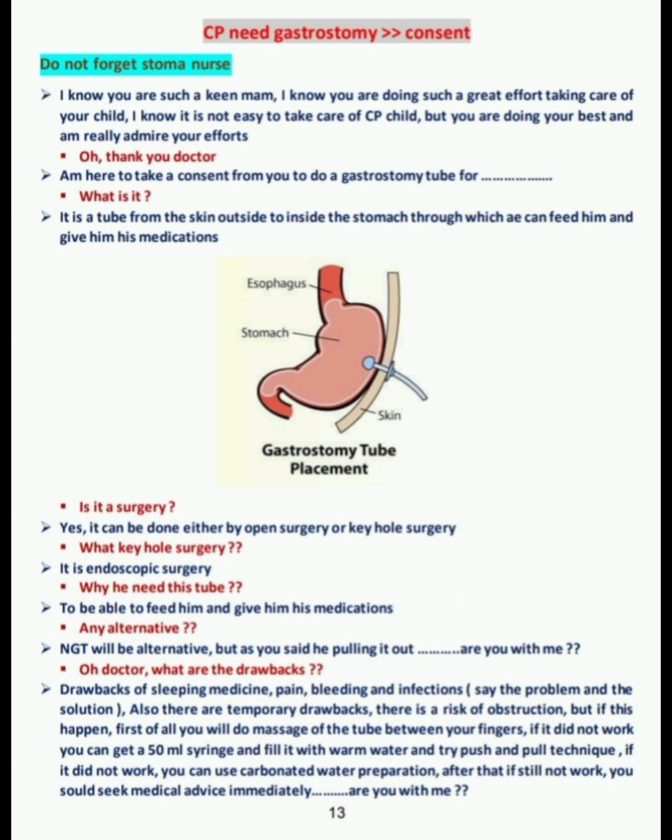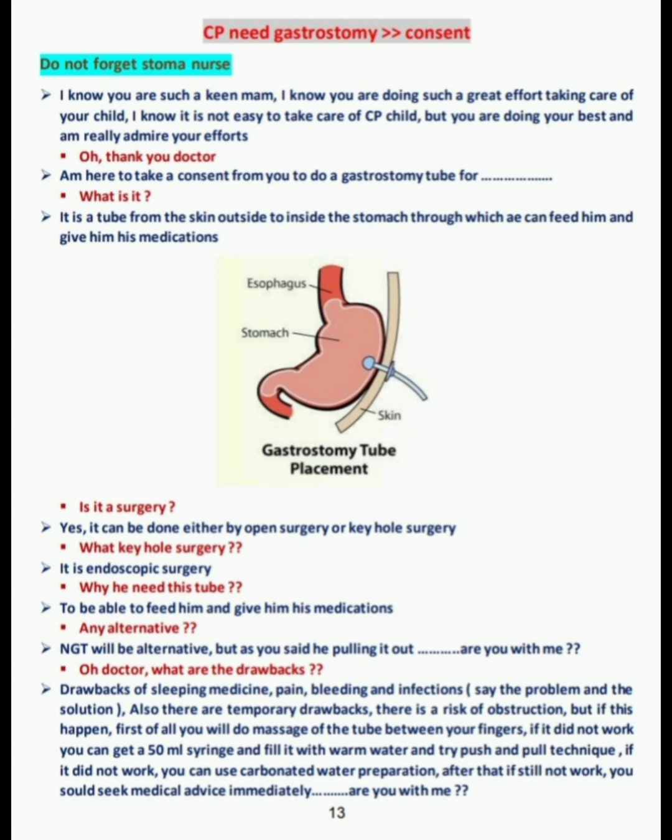Is it a surgery? Yes. It can be done either by open surgery or keyhole surgery. What is keyhole surgery? It is an endoscopic surgery. Why does he need this tube? To be able to feed him and give him his medications. Are there any alternatives? When they ask about the alternatives to a gastrostomy tube, we tell them that an NG tube is an alternative, but as you said, he pulls it out. Are you with me? Now, about the drawbacks.